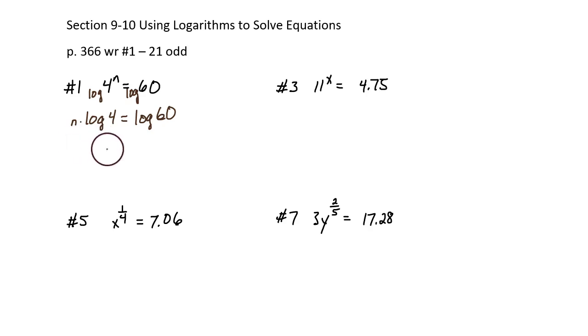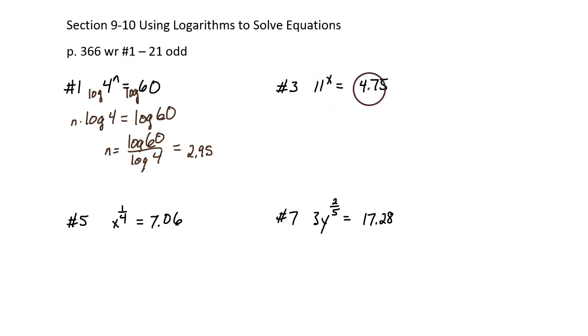To get the letter n alone, we need to use division. So the log of 60 divided by the log of 4. This is something to type in the calculator. The answer is 2.95.